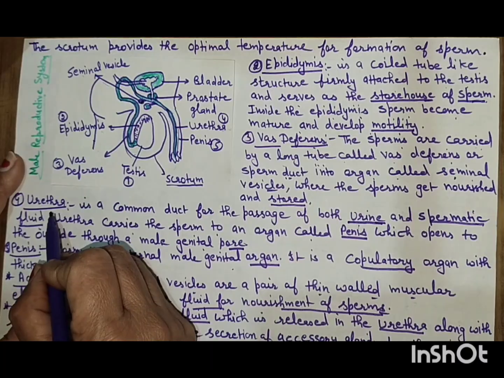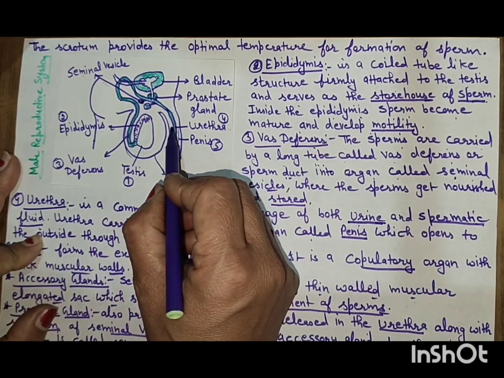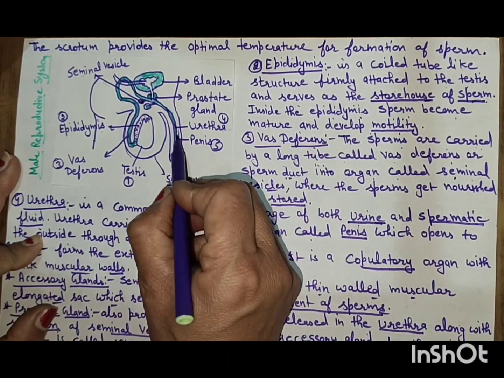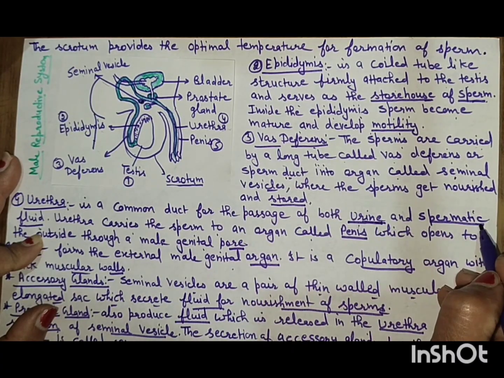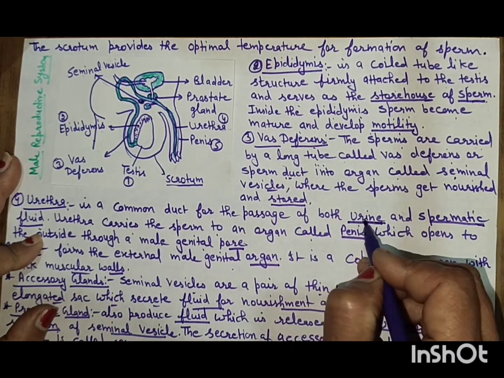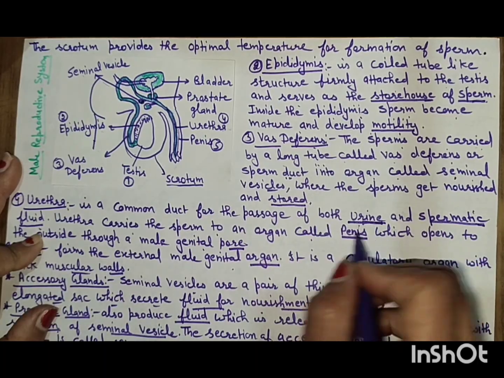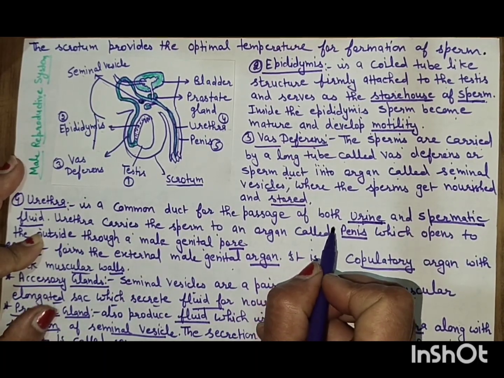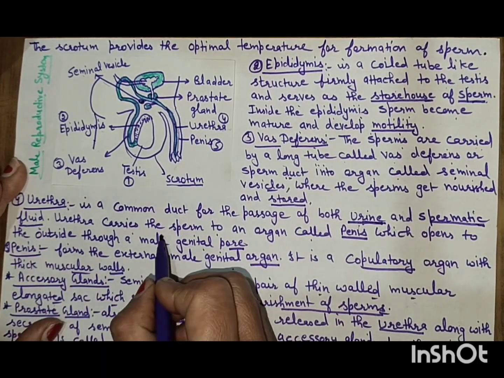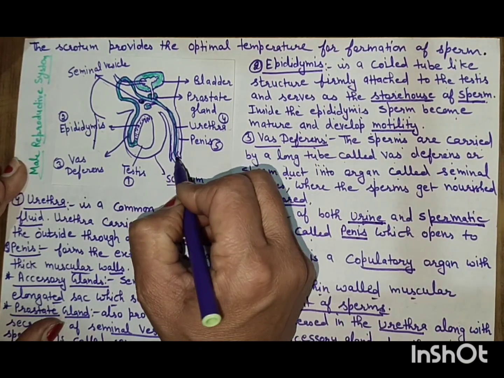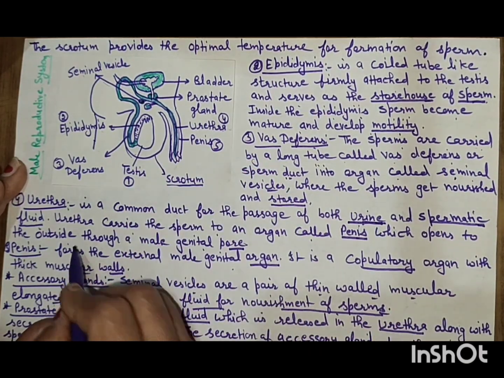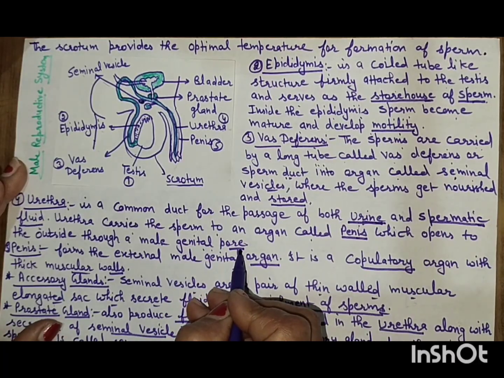Now the urethra. The urethra is a common duct for the passage of both urine and spermatic fluid. The urethra carries the sperm to an organ called the penis, which opens to the outside through the male genital pore.